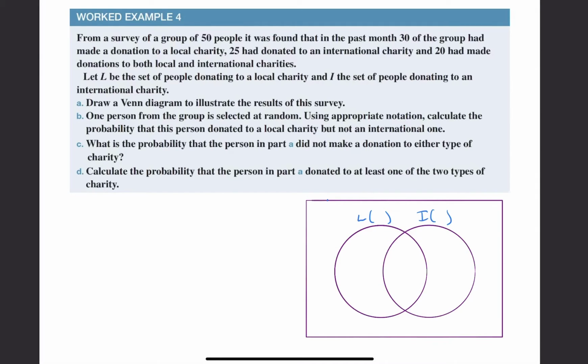They say also from the survey of a group, 50 people it was found. So it means that my sample space will be 50. Okay, so sample space is 50, and I got that 50 from 50 people. 30 of the group had made donations to a local charity, 25 had donated to the international, and 20 has made donations to both of them. So both of them is "and". Let's just highlight that for later.